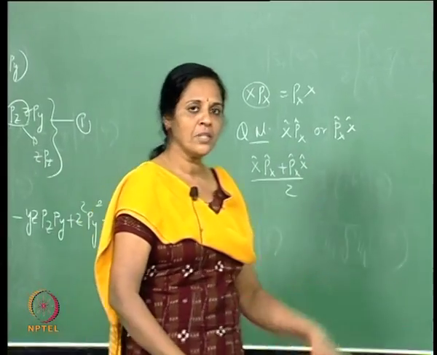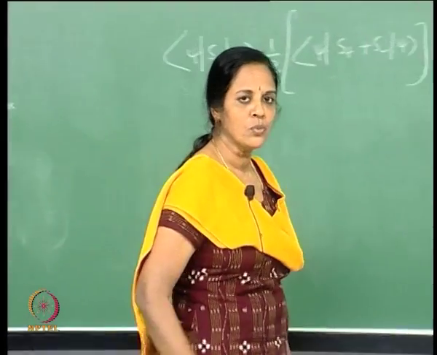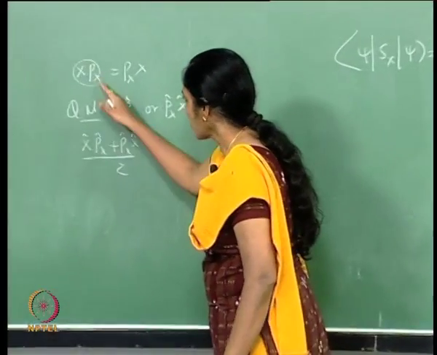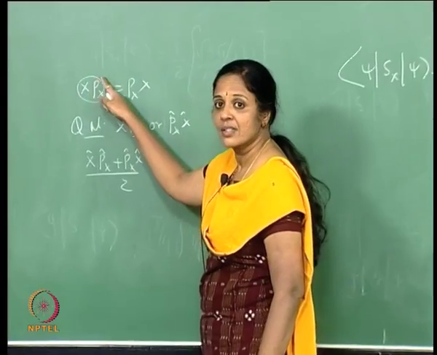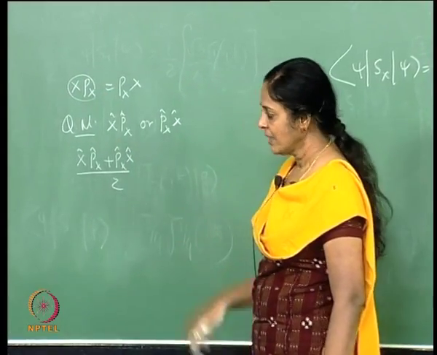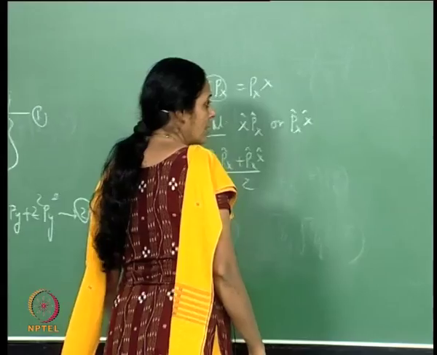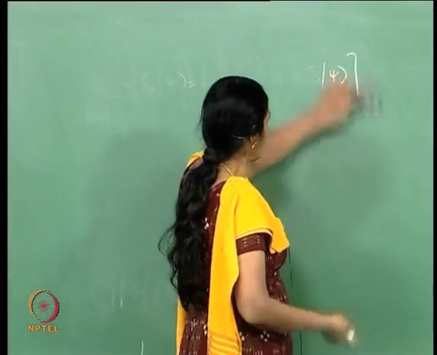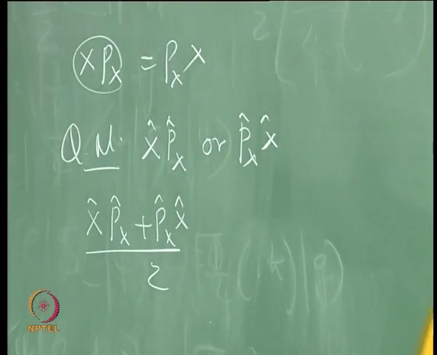So, you take this combination, divide it by 2, and treat that as the operator corresponding to the classical object x px. This is a very important point, and care must be exercised because we are now dealing with matrices or non-commuting operators in general.